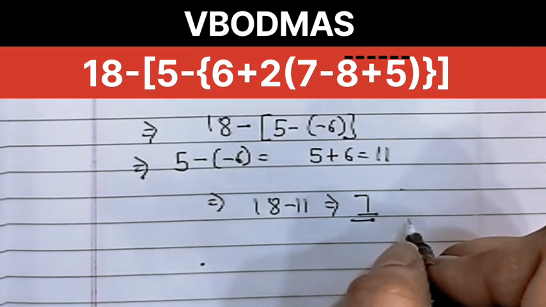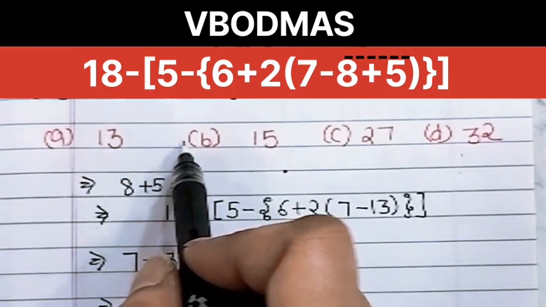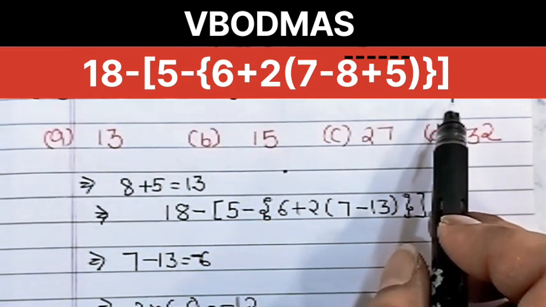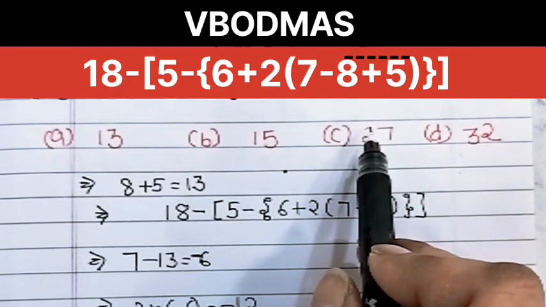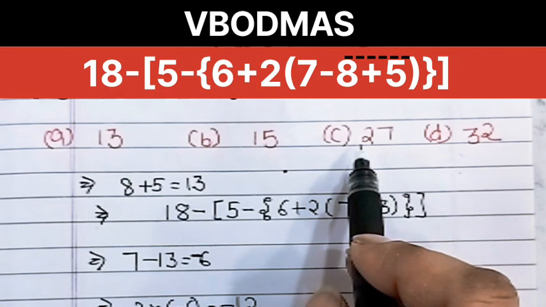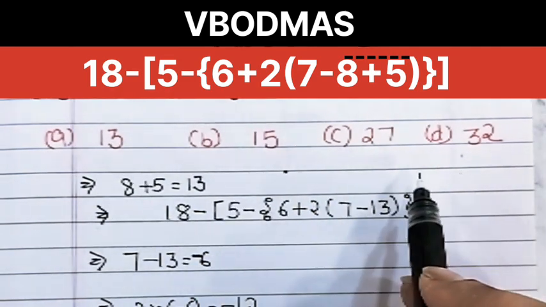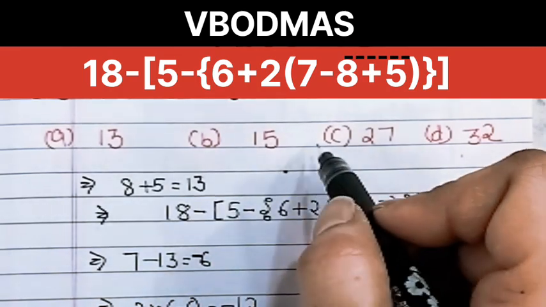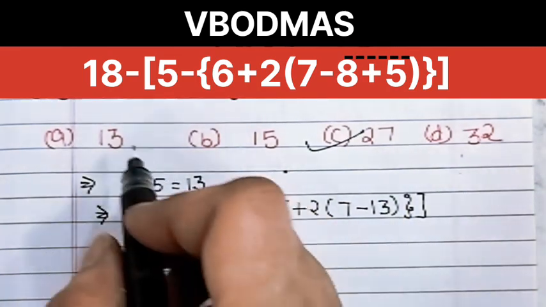So based on this strictly applied VBODMAS rule, here is a note. If the bar was intended to be over a different part of the expression, like 7 minus 8, so if the sign was different, the answer might match one of the multiple choice options. For example, ignoring the bar entirely leads to the option 27. Otherwise, our answer 7 is the correct answer of this expression.